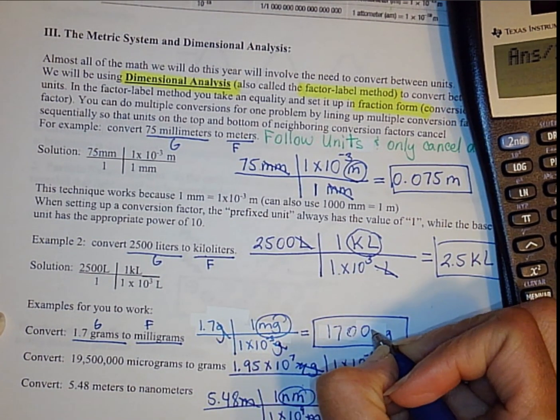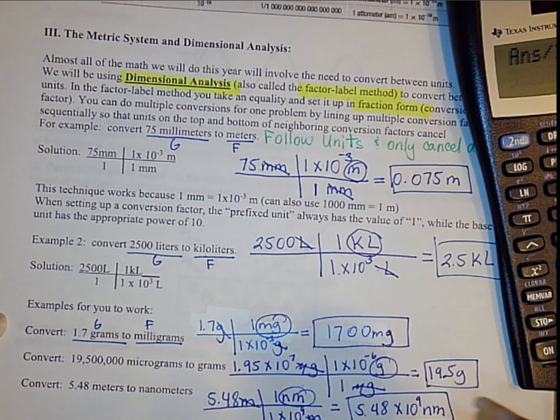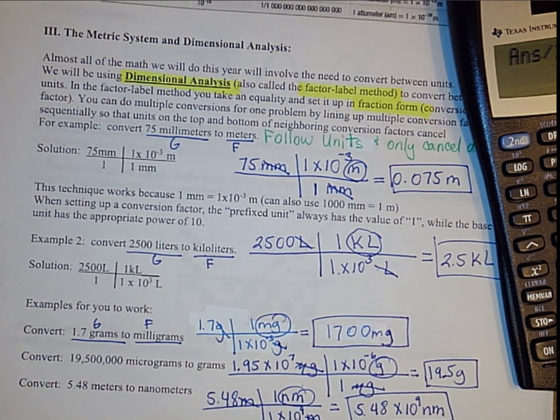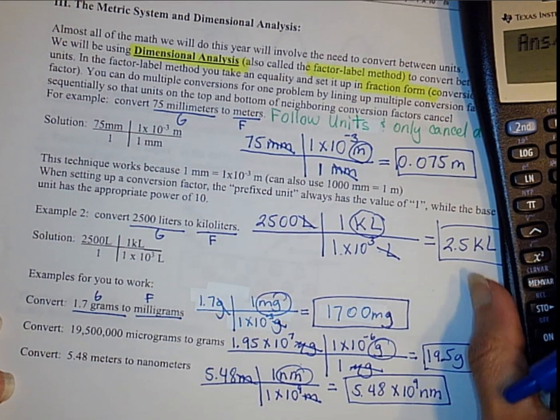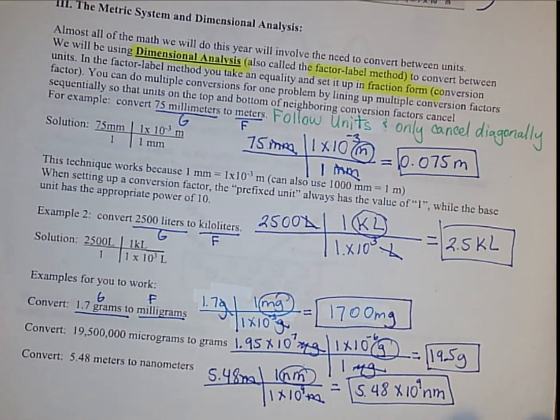1700 milligrams. Okay, which conceptually makes sense. Now 1.7 grams is actually equal to 1700 milligrams. So conceptually it's got to make sense also. So let's go ahead and check the next problem.